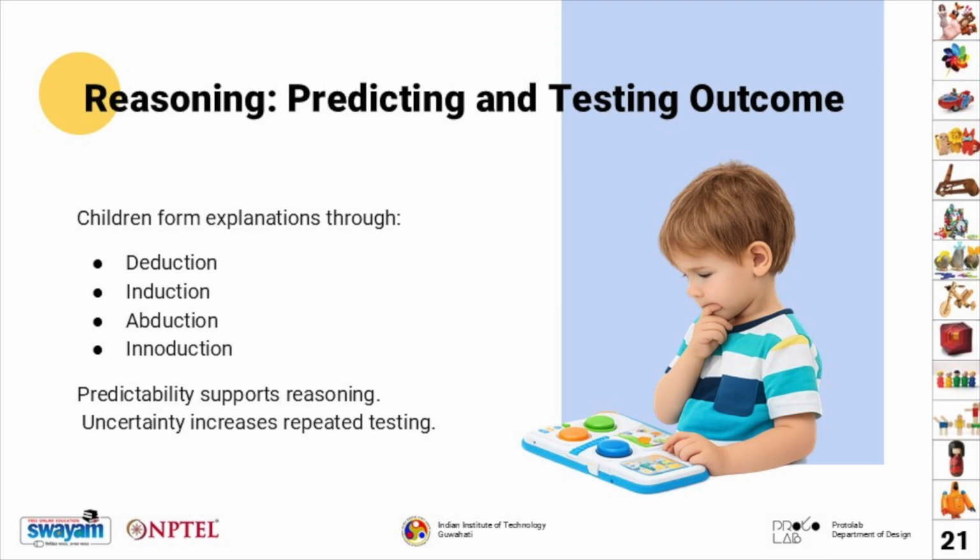So, tilting controls movement. Abduction happens when the child guesses the most likely explanation. For example, something did not work because the button was pressed too softly. And introduction happens when the child invents a new rule to explore possibilities, such as what if they press two buttons together? Good toys support these reasoning processes, but inconsistent feedback breaks them.